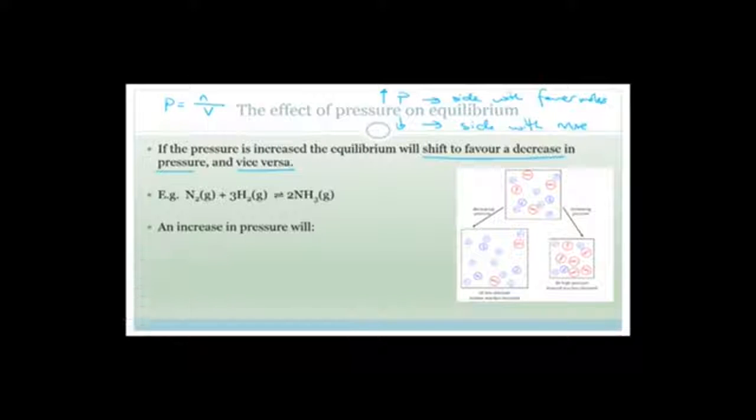So if we look at this example here, an increase in pressure will do what? When you're doing pressure and you've just got gases, you always count the number of moles of your gases. On this side, we've got 4 moles, and on this side, we've got 2 moles. Do you agree an increase in pressure needs to favor the side with the fewer moles? So therefore, the forward reaction will be favored.